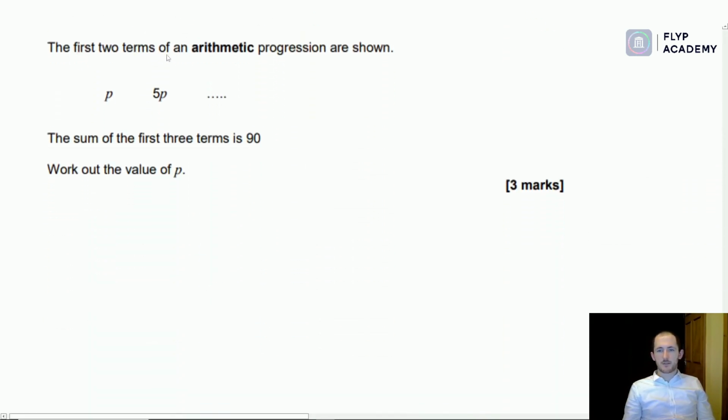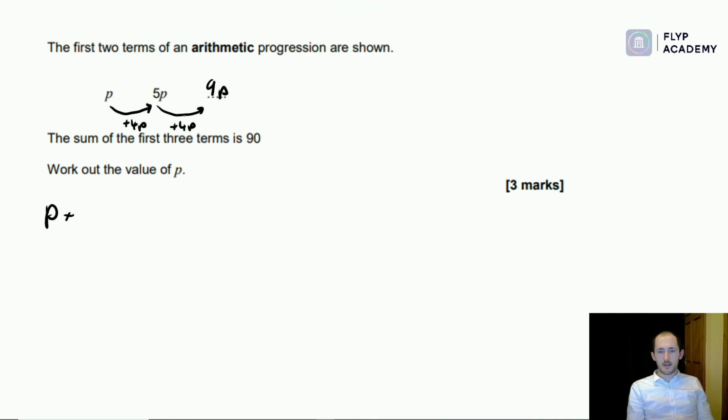First, in terms of the arithmetic sequence are shown. p, 5p. So as you can see, each time they're adding 4p. So to get to this next one, you add 4p, which would be 9p. The sum of the first 3 terms is 90. Find the value of p.